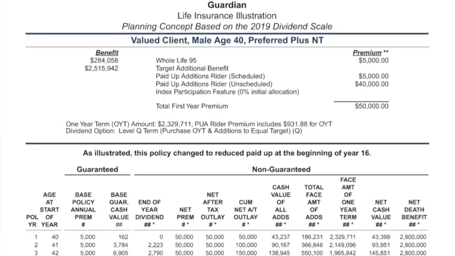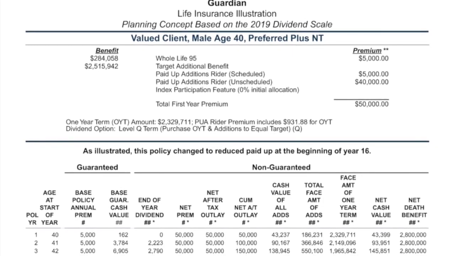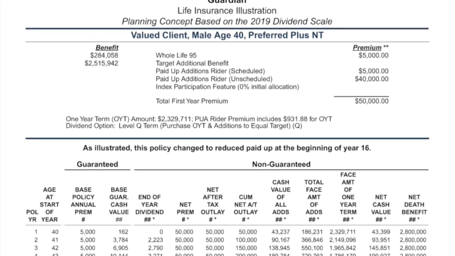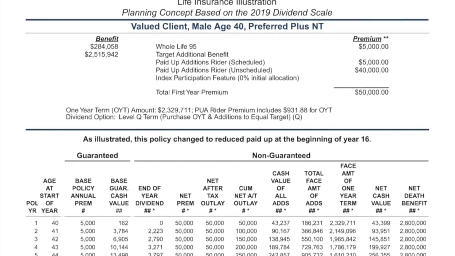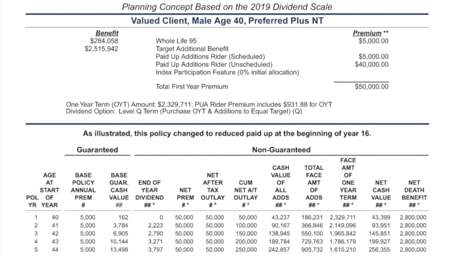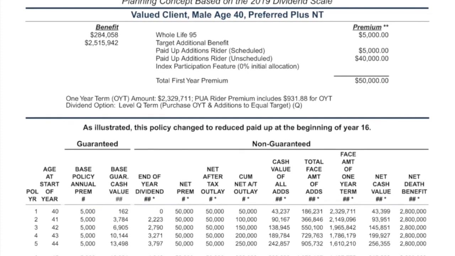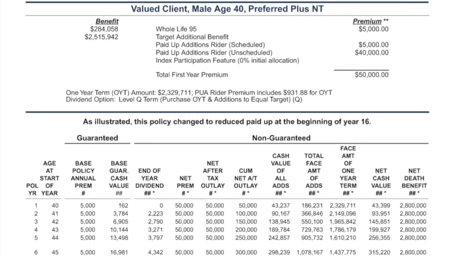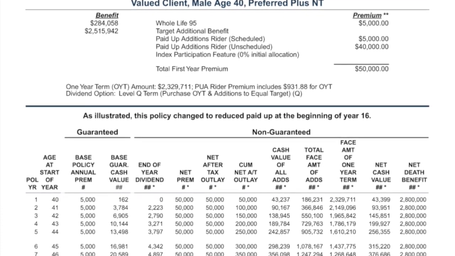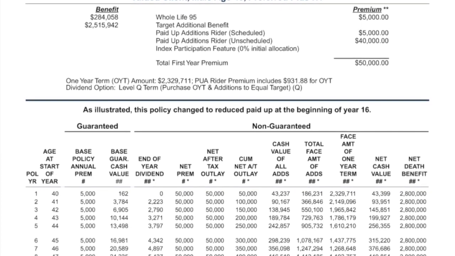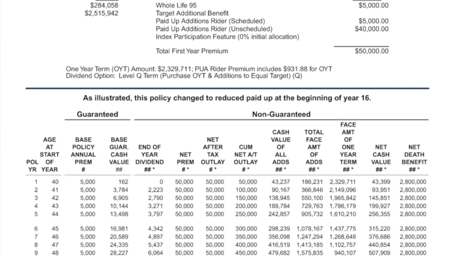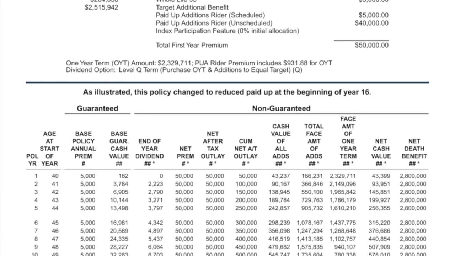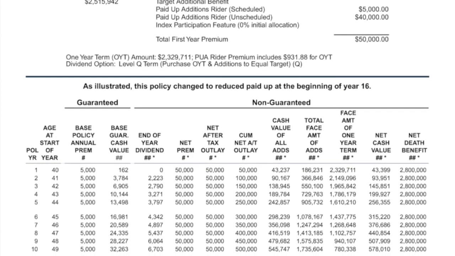You see $50,000 per year paid into the policy. Now, when we look at the design, we have a $5,000 minimum premium. You see a $5,000 scheduled PUA rider, and then you see $40,000 going into unscheduled payments per year. Now, when you look at the net cash values, looks great. Breaks even just about year 4. This is optimized for high cash value performance.